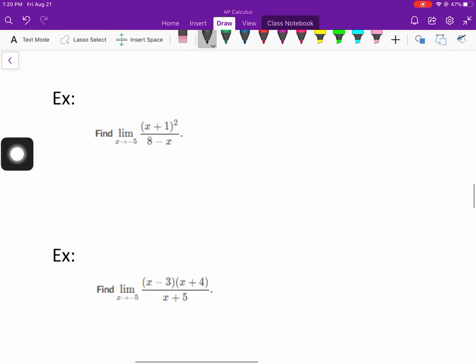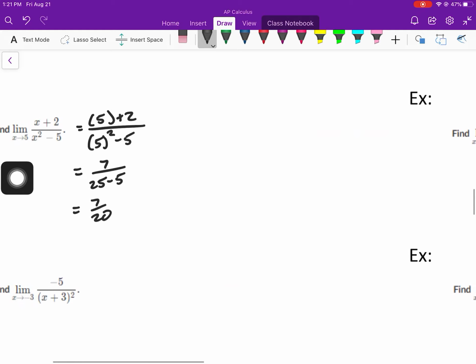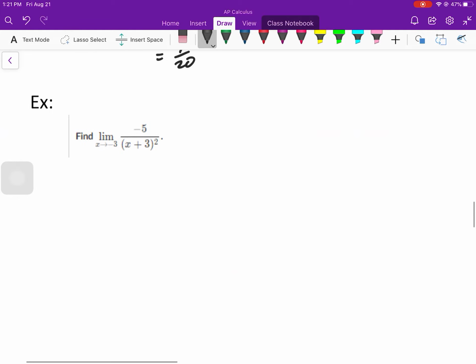You plug it in over here, and really you just have to look at the denominator. You can already tell 8 minus negative 5, that's not going to be 0. So that's also going to give you an answer. That's fine. It's okay to have a 0 on the top as long as you don't have a 0 on the bottom.